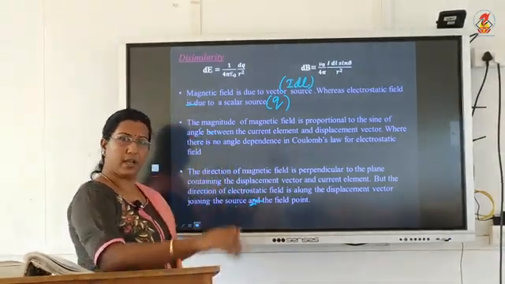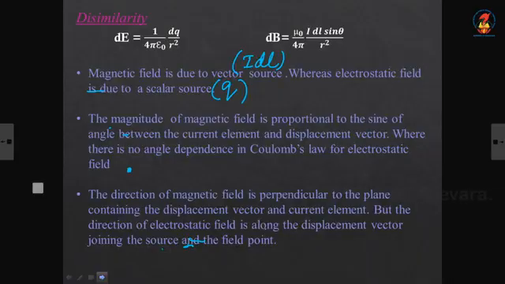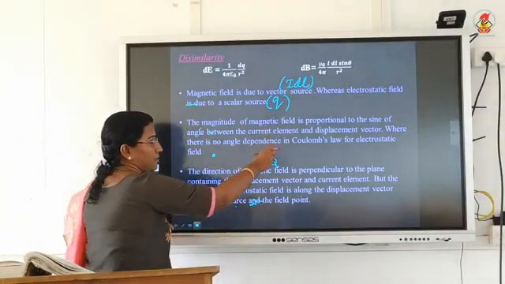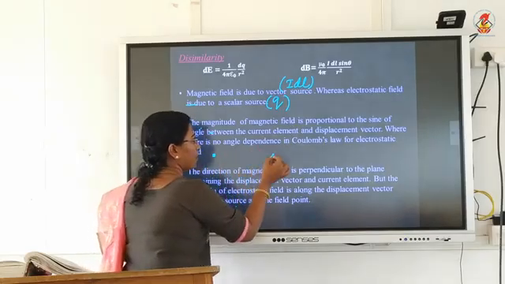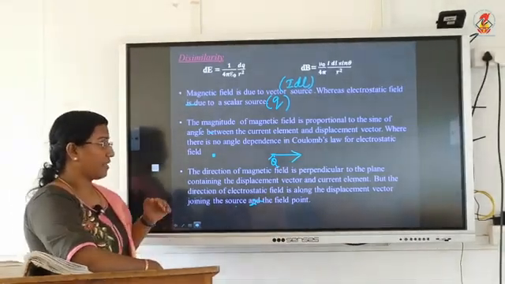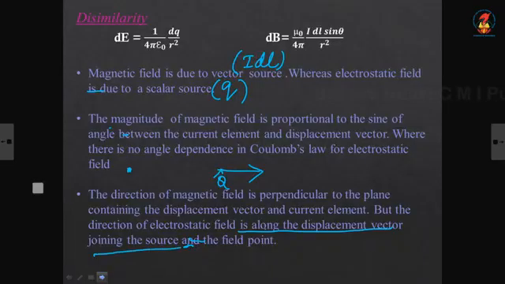Imagine you have a point charge, a stationary charge, somewhere here, and you want to find out what is the field at this particular point. So, what will you do? You apply Coulomb's law to find the magnitude of field. Now, what is the direction? You keep a positive charge here. Since this is also a positive charge, if both are positive, they will repel, so the field direction will be pointing outward. So, in the case of electrostatic field, the direction of the field will be along the displacement vector joining the source and the field point.